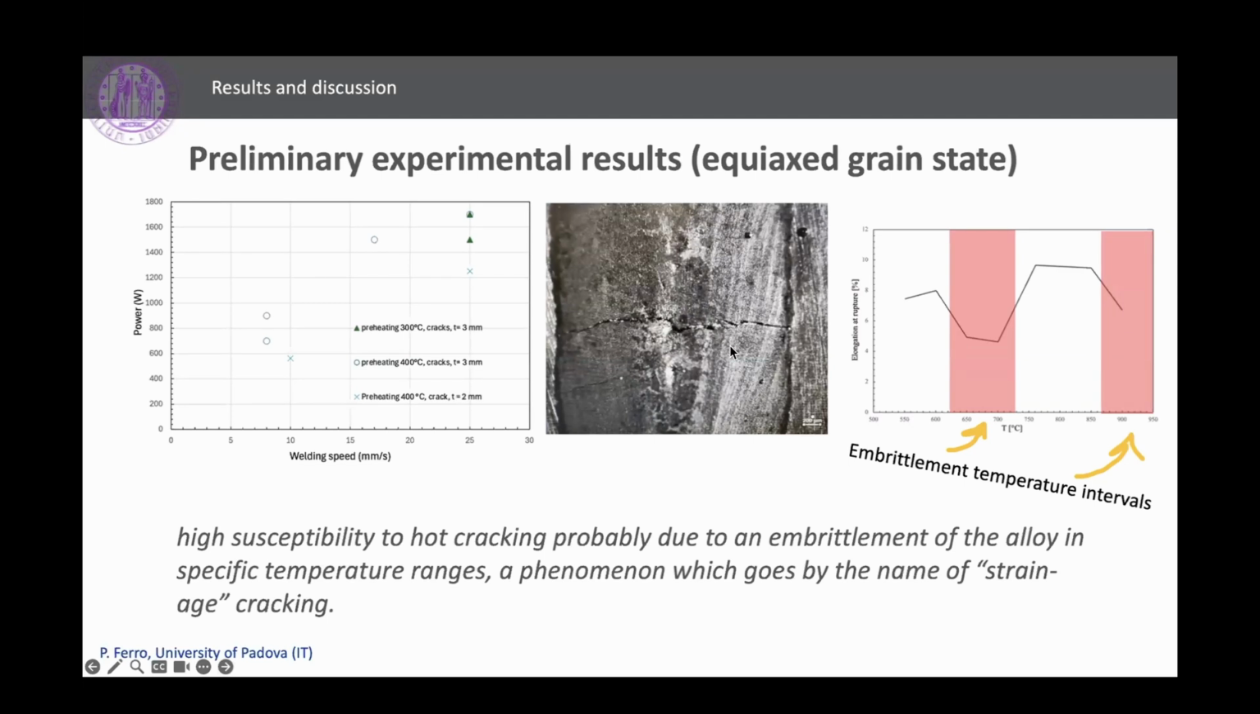And we suppose it is a problem due to the embrittlement temperature intervals that characterize this alloy, and that you can see in the graph on your right, where I've plotted the elongation at rupture as a function of temperature. This phenomenon goes by the name of strain age cracking.